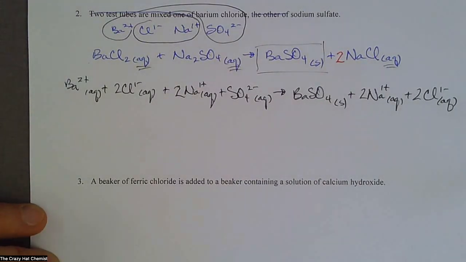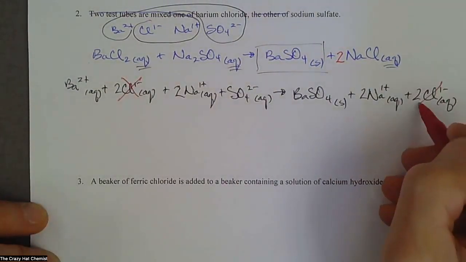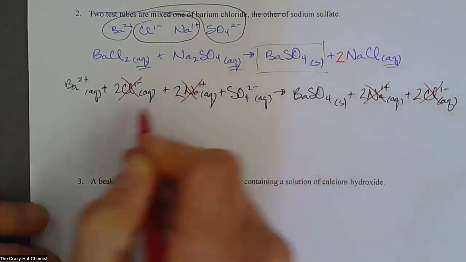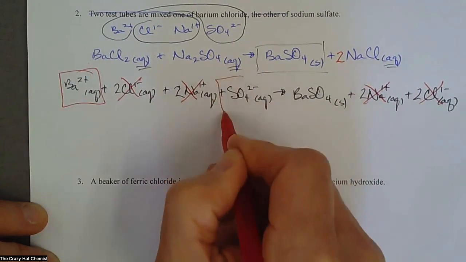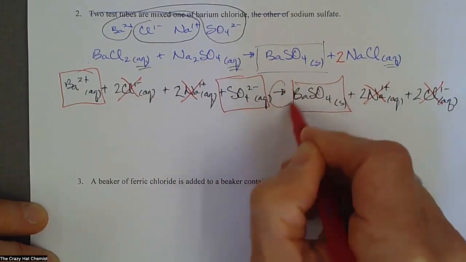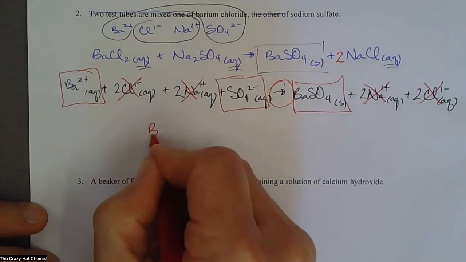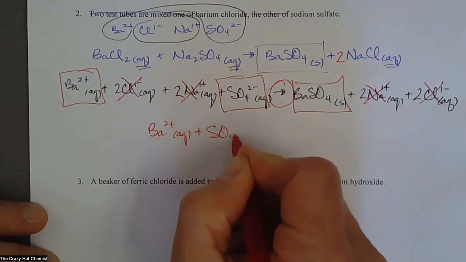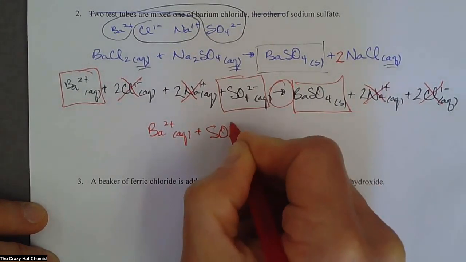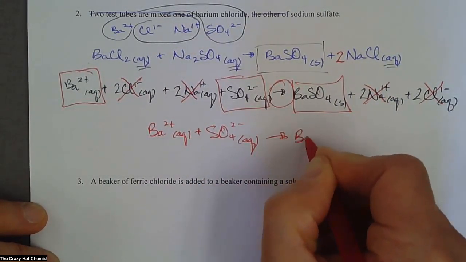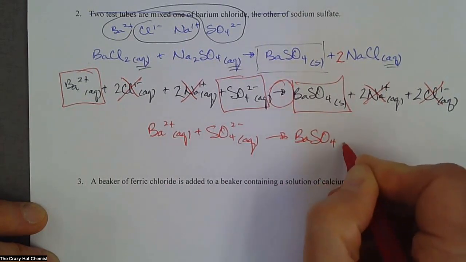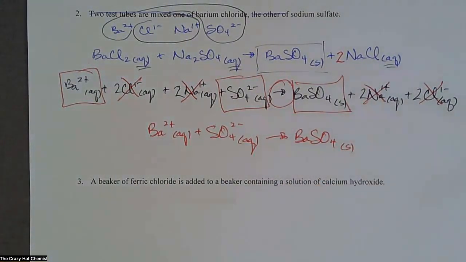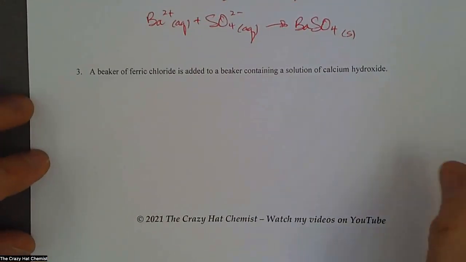Again, now what we're going to do is we're going to cross out or cancel out the common or spectator ions. That's 2 chlorides, 2 chlorides, 2 sodiums, 2 sodiums. And what remains is what I'm going to drop down on the reactant and product side. So I'm going to have Ba2+ aqueous plus SO4 aqueous, that's 2-, yielding BaSO4 solid. All right, fantastic. That's number 2. So let's move this on up to do number 3.